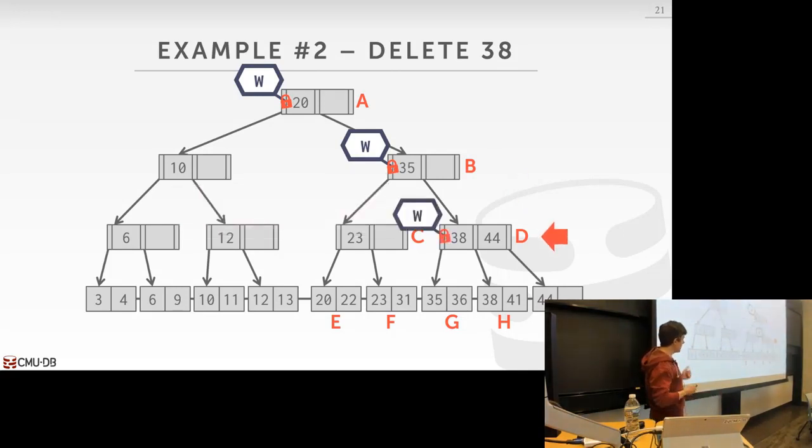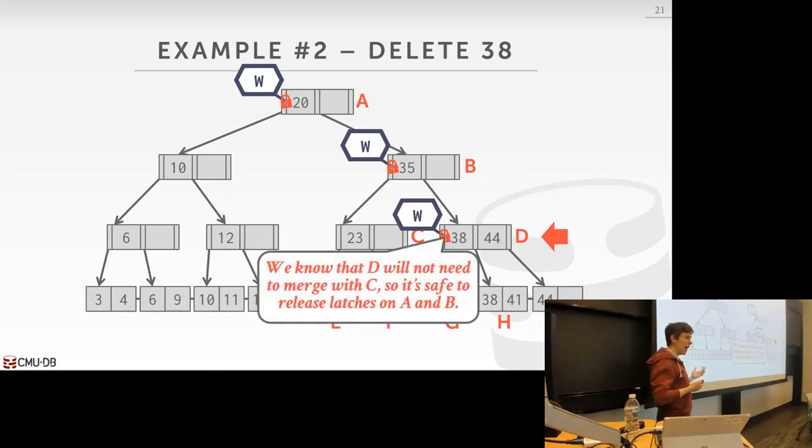Then we get the latch on D, get down here, and now we recognize that no matter what happens below D, we have room to accommodate, or we can at least delete one key and not have to merge.